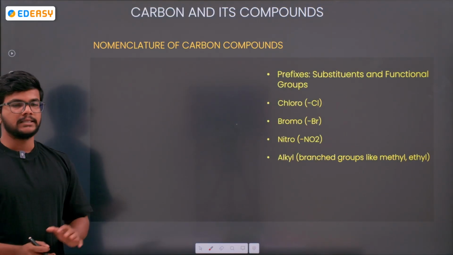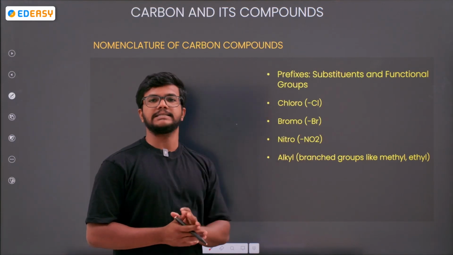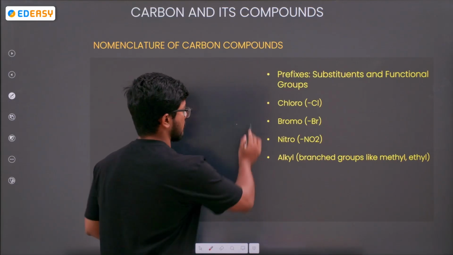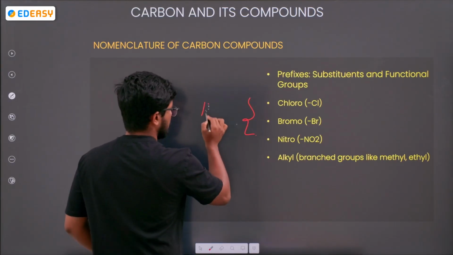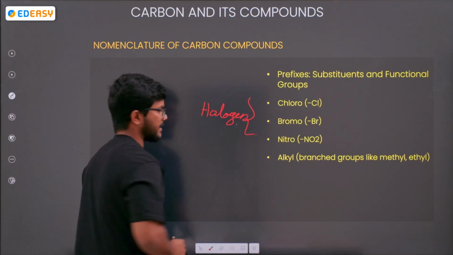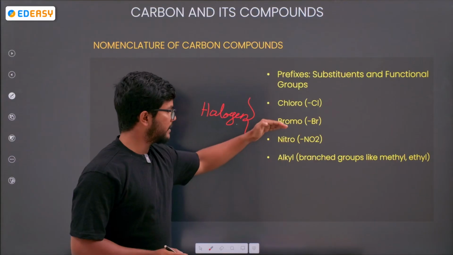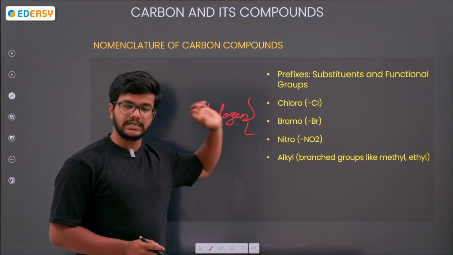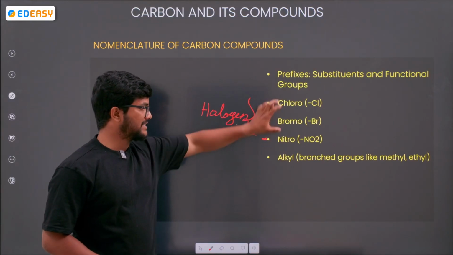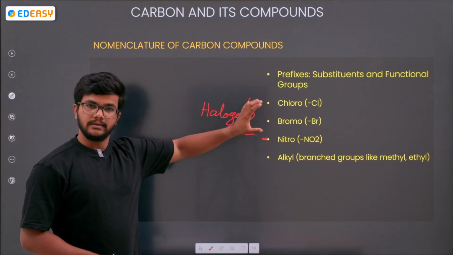Prefix means these groups are also considered functional groups, but except these, they are called halogen groups, the halo functional group. Halogen means in the periodic table, the 17th group is considered as halogens. So chlorine, bromine, iodine are considered halogens, except this nitrogen, the nitro compound. So halogens and the nitro compounds are considered as prefixes.